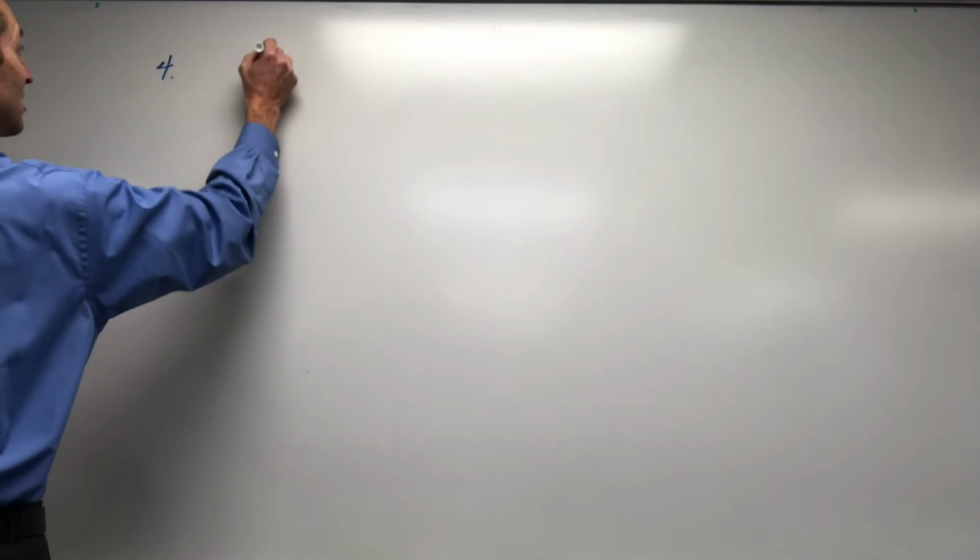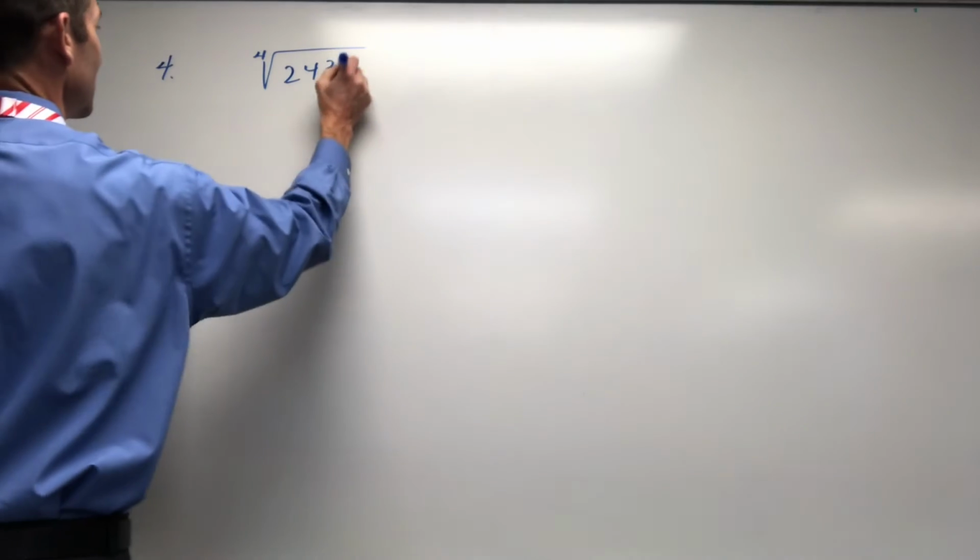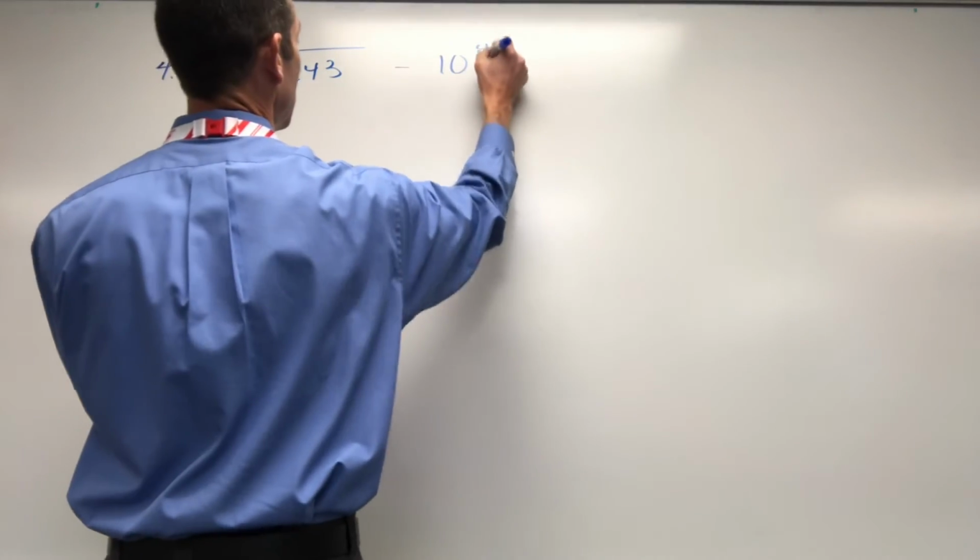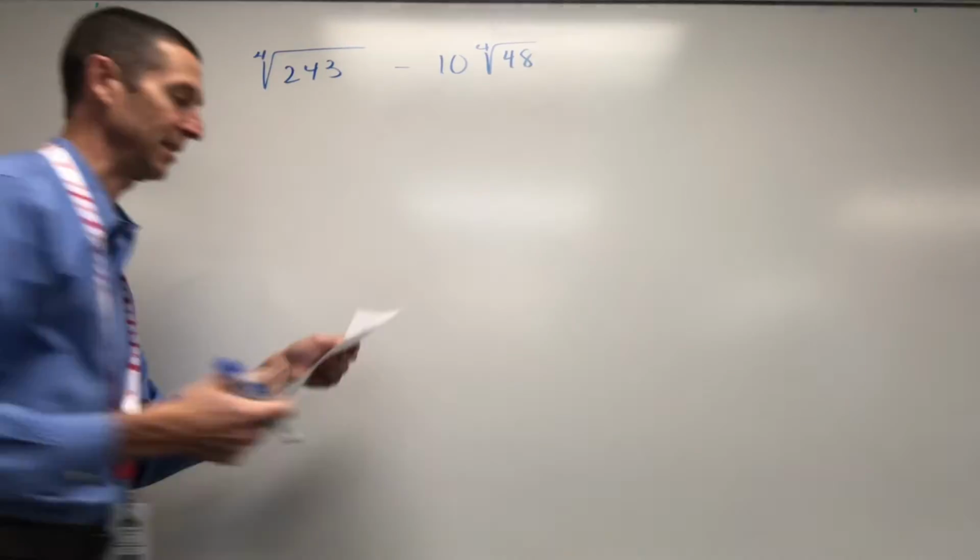Okay, so that was cube roots. Well, let's just take it up a notch. How about fourth roots? Number 4. Fourth root. Let's go. All right, 243 minus 10, fourth root of 48.